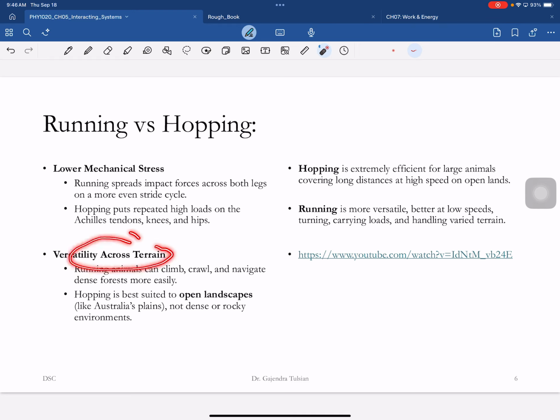Versatility across terrain. Walking is more versatile than hopping. So in summary, hopping is extremely efficient for large animals, covering long distances at high speeds on open land. Running is more versatile, better at low speeds, turning, carrying loads, and handling varied terrains. So this is what was suitable to us.